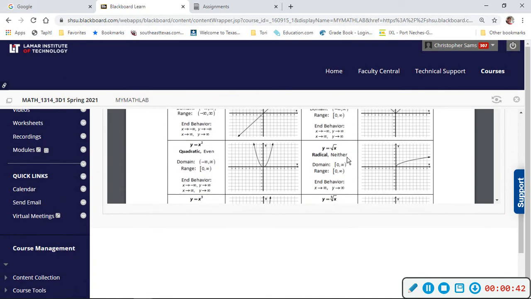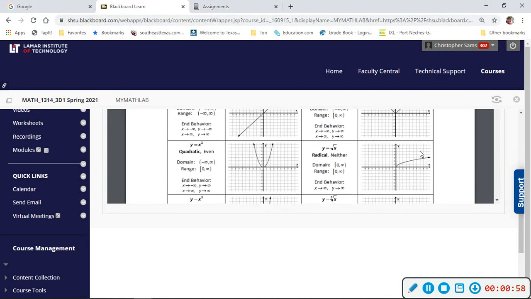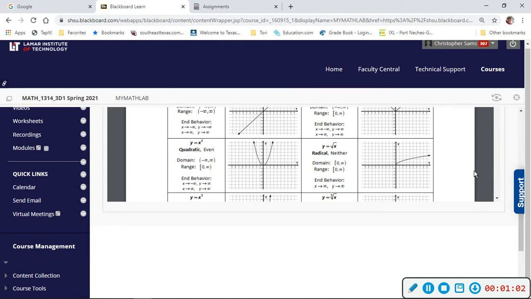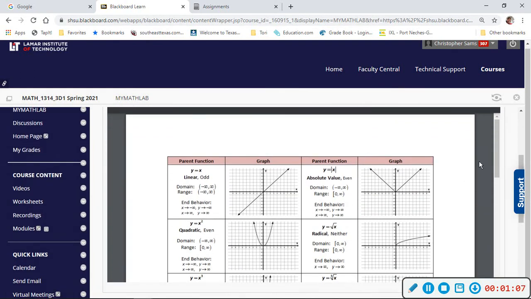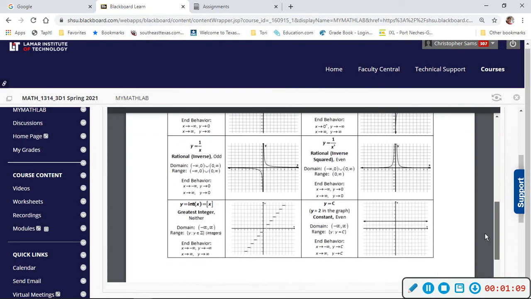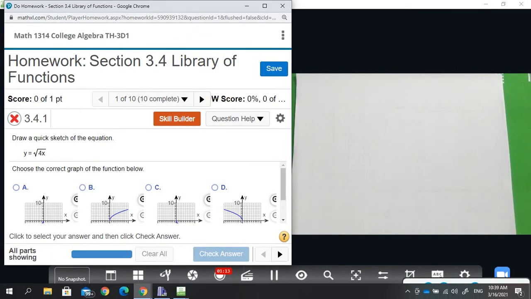These give you a general idea of what the parent functions look like. Here our first function is a square root function, except it has a 4 there. This is the basic. So you can get a general idea of what the graph looks like. That's one thing you can do, and there's several functions here that you want to be familiar with. There we go.